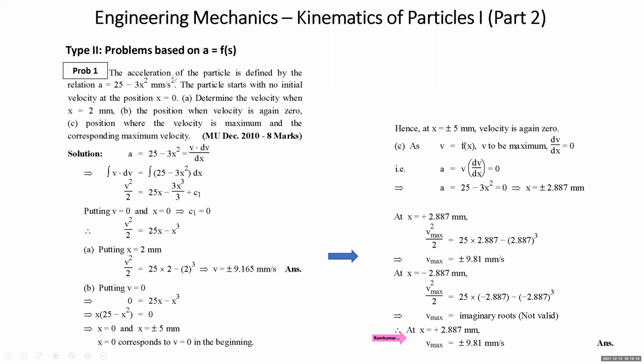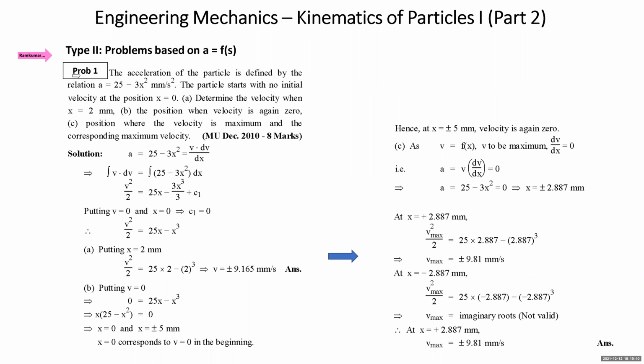Now we are moving to the second type of the problem. What is that type? Problems of rectilinear motion at varying acceleration, where acceleration is a function of displacement. Remember that, as I told you in the beginning, when acceleration is a function of displacement, we have to compulsorily write a is equal to v dv by ds, which gets you the v-s relation only.